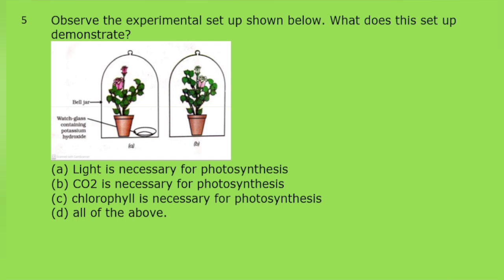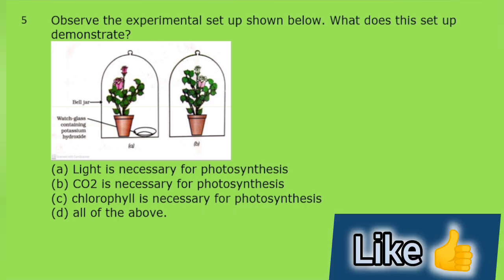Observe the experimental setup shown below. What does this setup demonstrate? This setup demonstrates carbon dioxide is necessary for photosynthesis, because this is a bell jar experiment in which potassium hydroxide is kept for absorbing carbon dioxide.